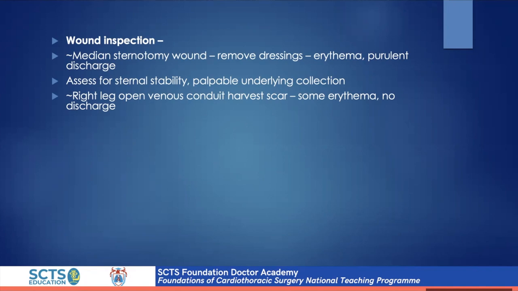It's important that you assess the sternum for sternal stability as well. You palpate the sternum and it generally feels stable to you. But there is a palpable underlying collection and purulent discharge oozing from the sternal wound. You look at the right open venous harvest site, and there is also some erythema, but no signs of discharge.